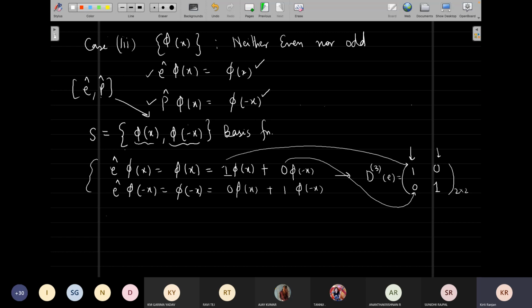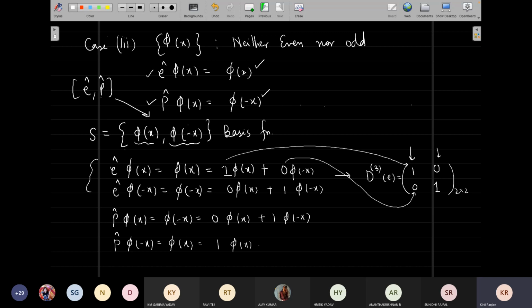Let's do the same thing for P. So the P operator acting on phi x, what does this give? Phi of minus x, which can be written in terms of those basis functions: 0 phi x plus 1 phi minus x. Excellent. What about P of phi minus x? This will be 1 of phi x plus 0 of phi minus x.